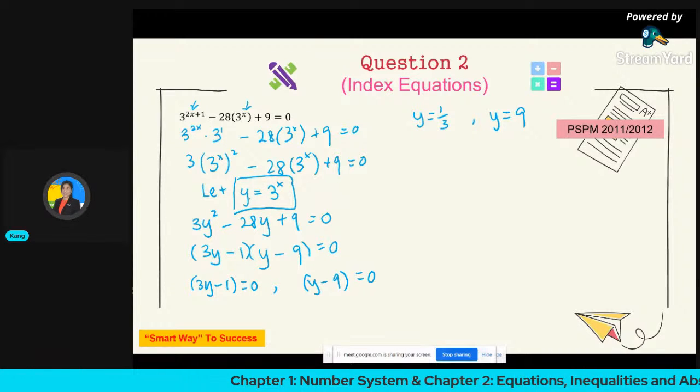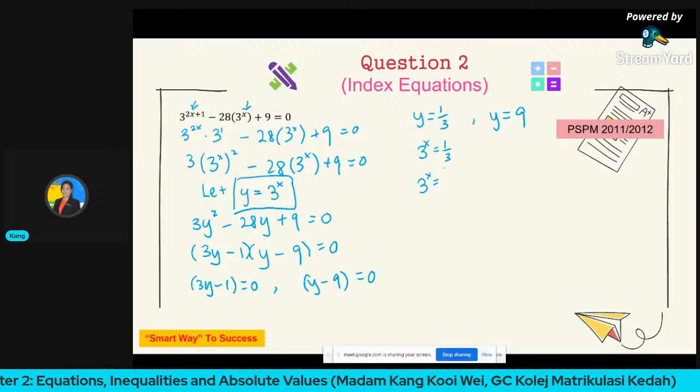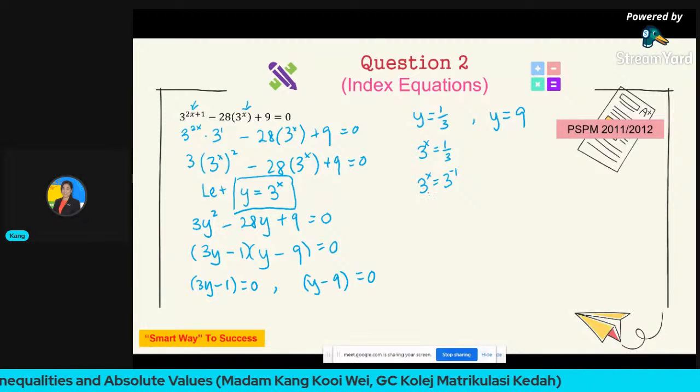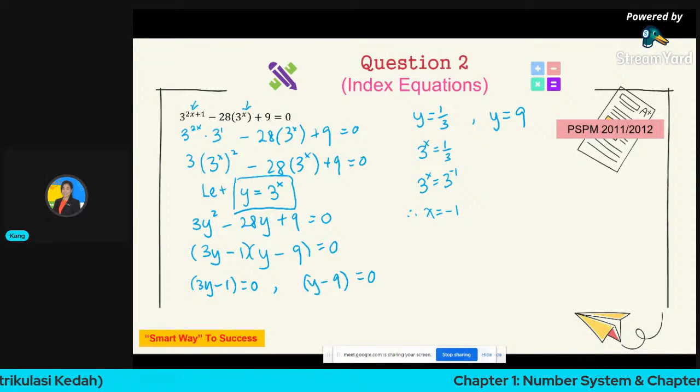So just now we let y equals to 3 to the power of x. So 3 to the power of x equals to 1 over 3. Then index method, this one 3 to the power of negative 1, same base. This one go back to the method 1 already. We have the same base, so we equal the power, get the x.